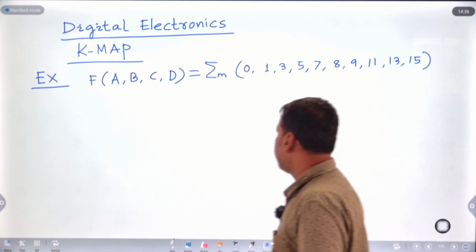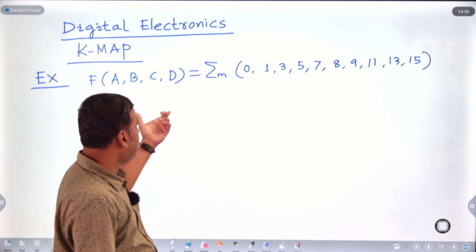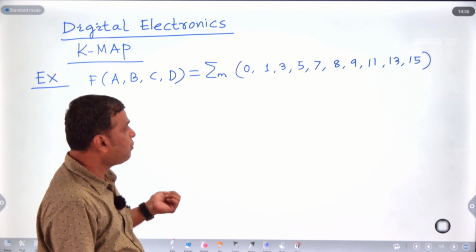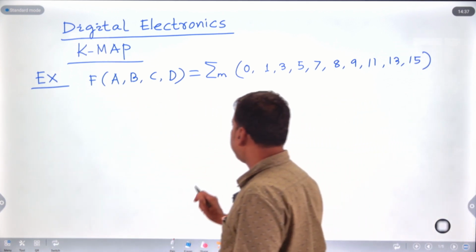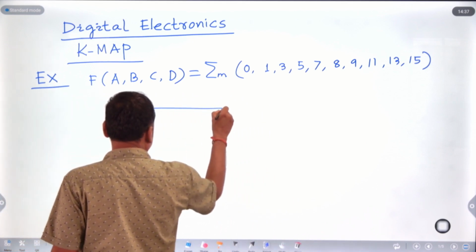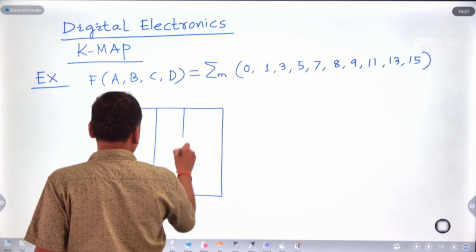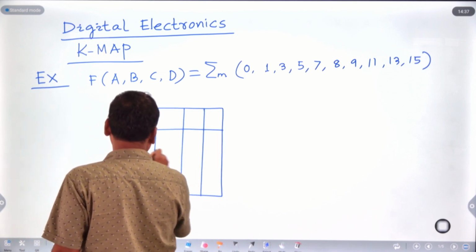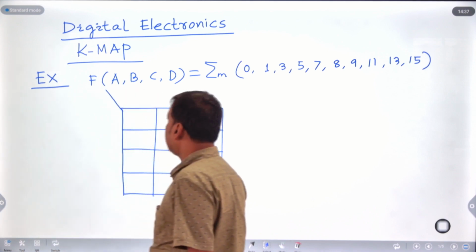So in a 4 variable K-map, you have to find the minimization of the logic function using the K-map. We have to find the minimal SOP, or minimal sum of product. First of all, we have to construct the 4 variable K-map. There are 2 to the power 4, that is 16 squares or 16 cells. First construct the 4 variable K-map, then put the given min terms.